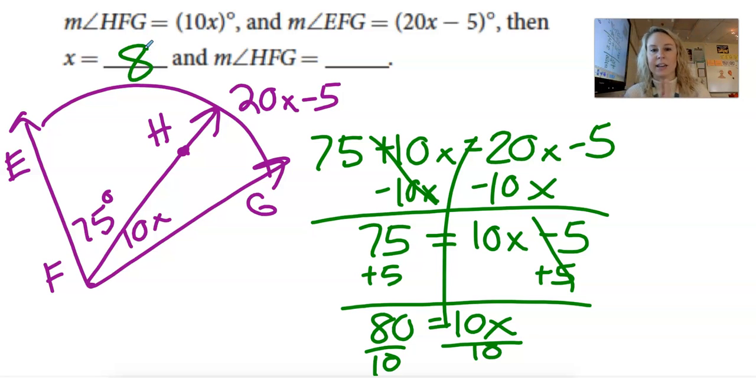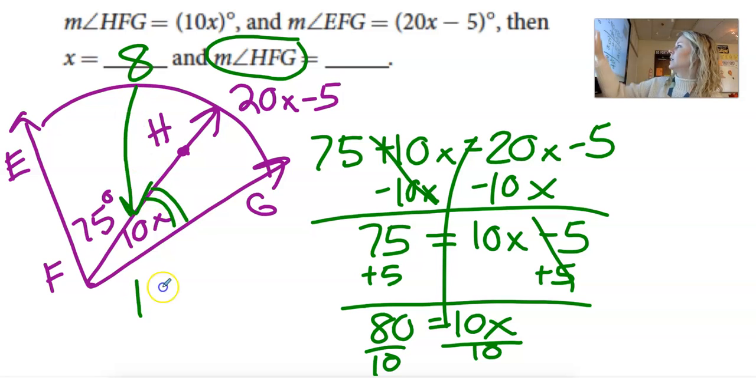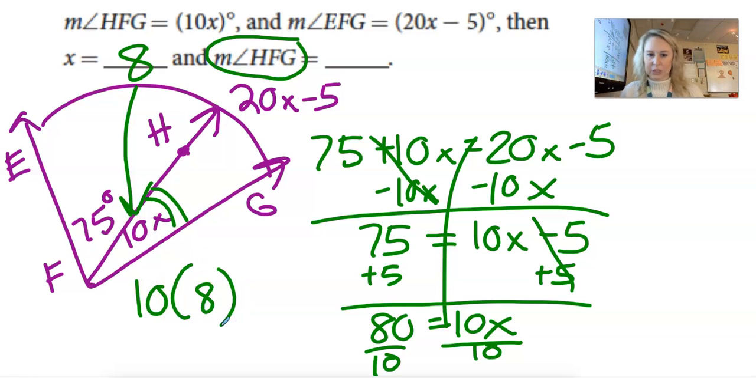All right, after this, I can find the measurement of all of them by substituting, but I'm ultimately wanting to find the measure of HFG. HFG is this part over here. So I'm going to substitute 8 in for your x. And so we would substitute with parentheses and multiply to get 80. All right. If they wanted you to find the entire thing, you could also substitute 8 into this equation, or we could add the 75 and the 80 together to get our total. All right. That's angle addition postulate.